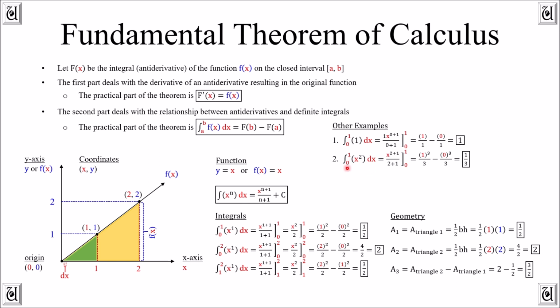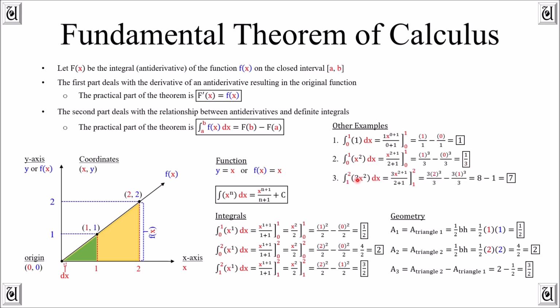The next thing we could do, same as before, but this time we can evaluate it from 0 to 1. So we got x cubed over 3, and so we got to evaluate that. 1 cubed over 3 minus 0 cubed over 3, and we get 1/3.